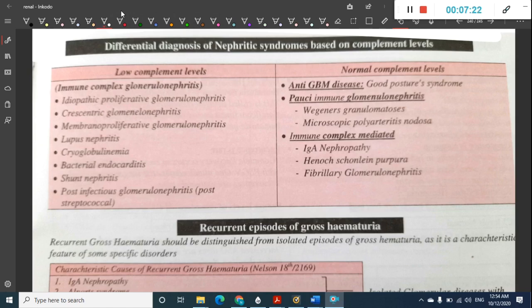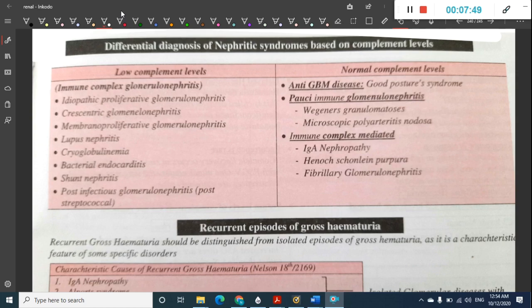Low complement levels are mainly seen in immune complex type of glomerulonephritis, which include idiopathic proliferative glomerulonephritis, crescentic glomerulonephritis, membranoproliferative glomerulonephritis, lupus nephritis, cryoglobulinemia, bacterial endocarditis, shunt nephritis, post-infectious glomerulonephritis or post-streptococcal glomerulonephritis.